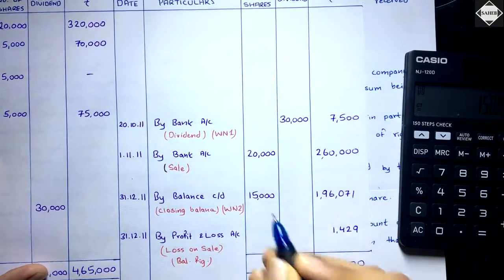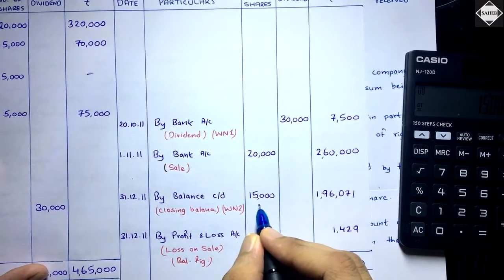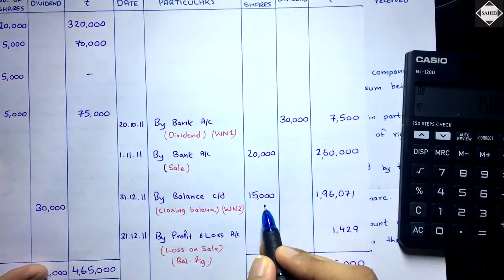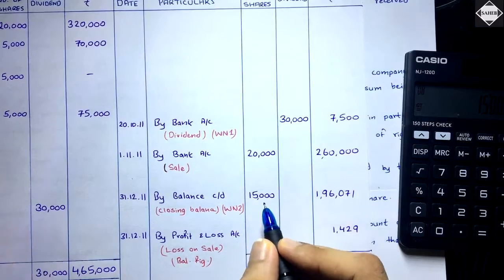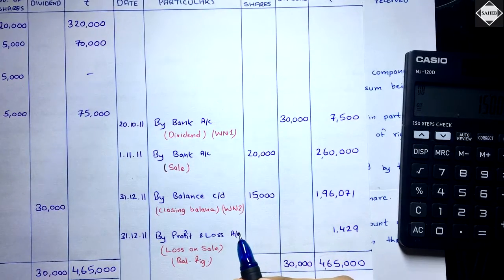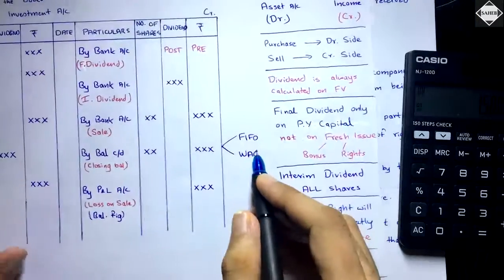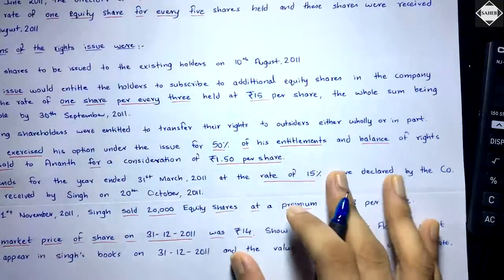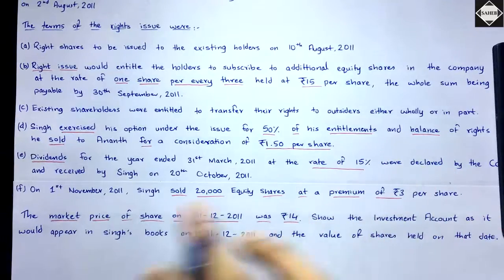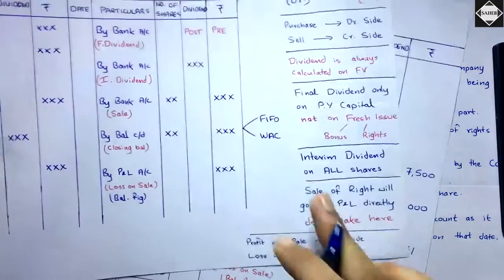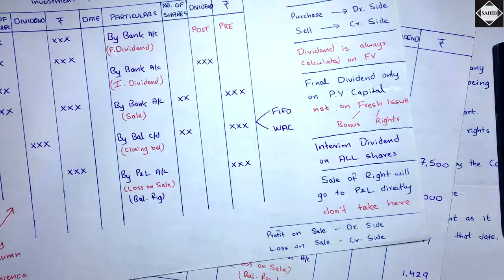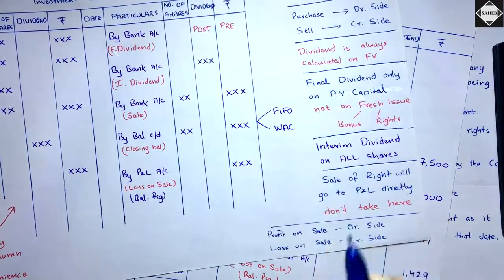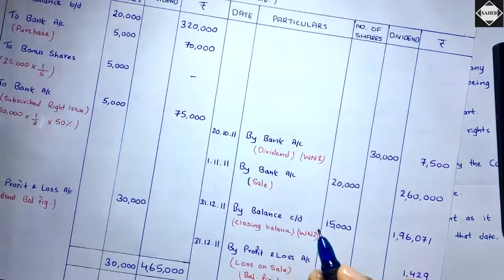ये हमारा closing balance है। इतना हमारे पास बचा हुआ है because we have sold 20,000 shares. So out of 35,000, only 15,000 are left. Now this has to be valued according to FIFO or WACC. The question is silent, it doesn't say anything anywhere. Only the market price is given. So we have to go with the WACC. Always remember, whenever the question is silent regarding the valuation, you always have to go with the WACC.